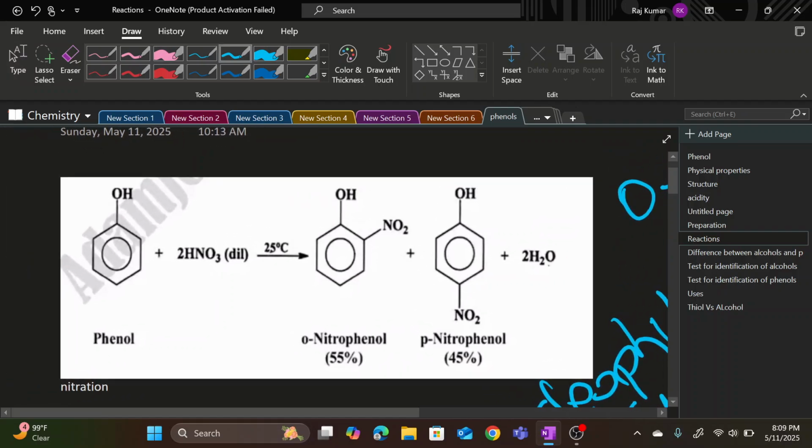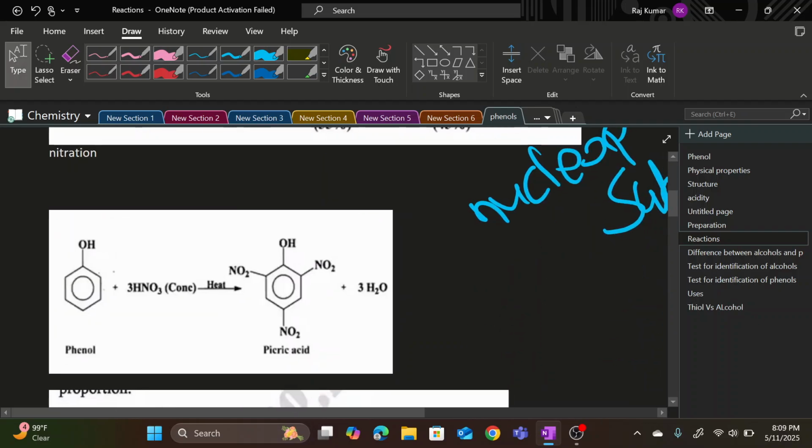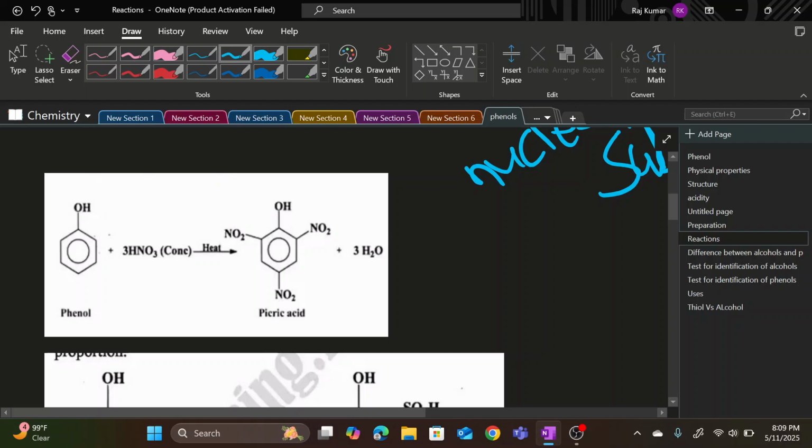We take phenol, and whenever we react it with dilute nitric acid, we get orthonitrophenol and paranitrophenol. This reaction is carried out at room temperature, 25 centigrade. When you react phenol with concentrated HNO3, nitric acid, and carry out that reaction at 25 centigrade or room temperature, we will get trinitrophenol, also known as picric acid.